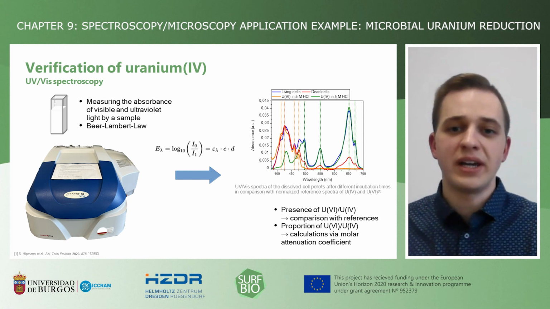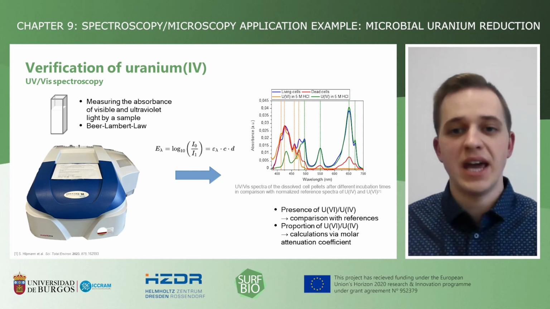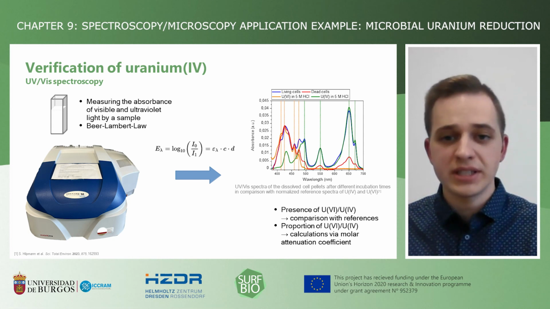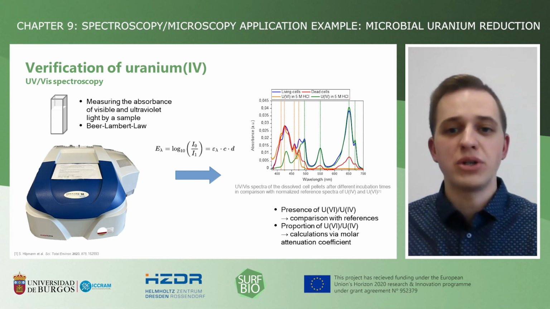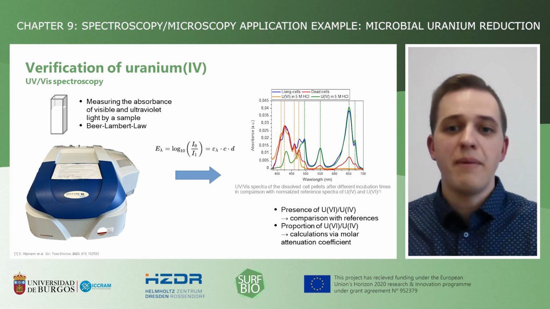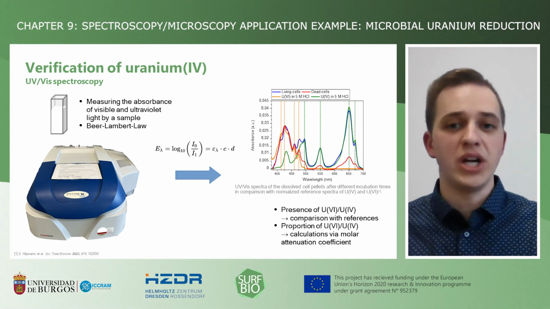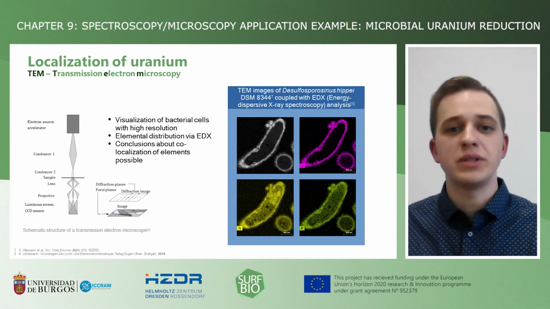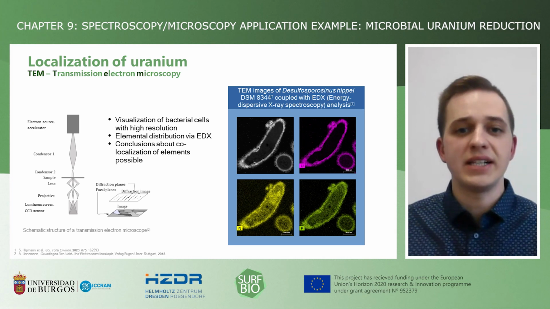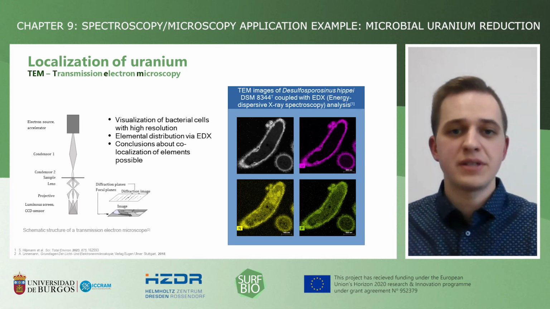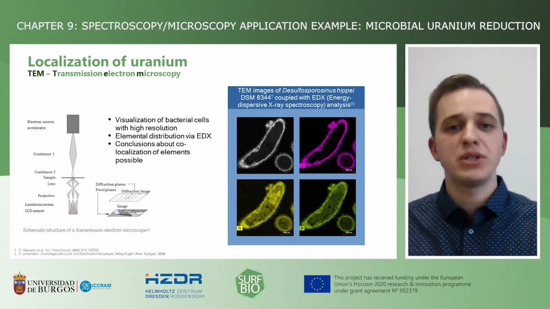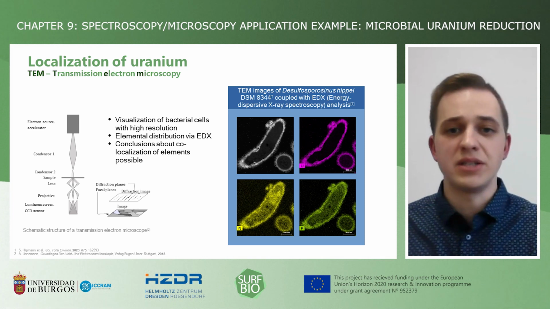From the obtained spectrum, we can get qualitative and quantitative information on the presence of uranium-6 and/or uranium-4 in the sample by comparison of the obtained spectrum with references, as well as on the proportions of uranium-6 and uranium-4 via calculations, including the molar attenuation coefficient. Electron microscopic methods like transmission electron microscopy can visualize the bacterial cells with a high resolution. If this microscopy is coupled with energy dispersive X-ray spectroscopy, it's also possible to obtain information on the elemental distribution in the sample.